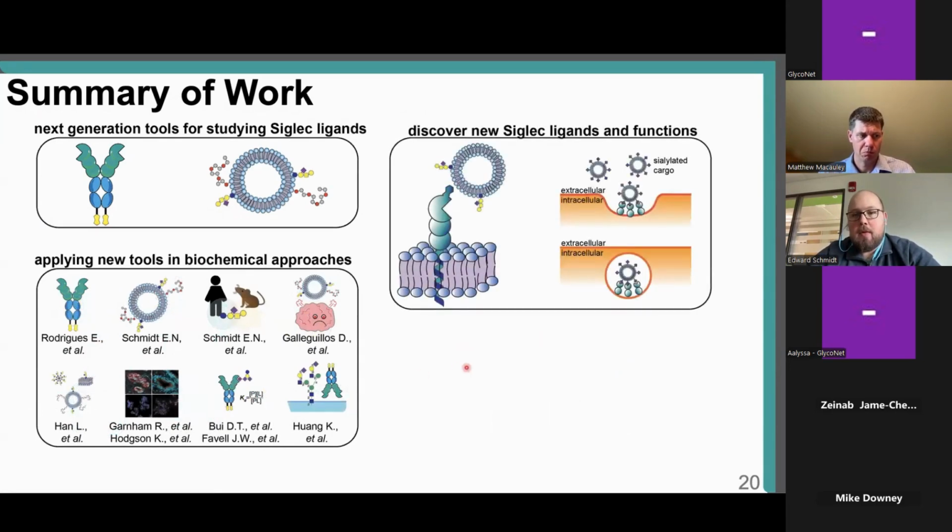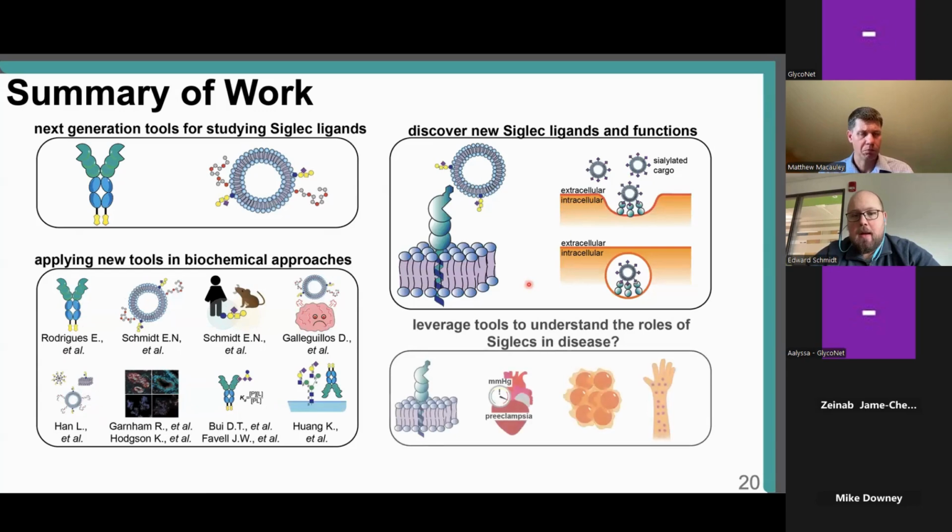We're also able to use a combination of these tools to ascribe new biological functions to Siglecs, such as Siglec 6. And hopefully we can apply these tools in a more meaningful way to understand the roles of Siglecs in different diseases such as cancers, allergies, and other chronic diseases.